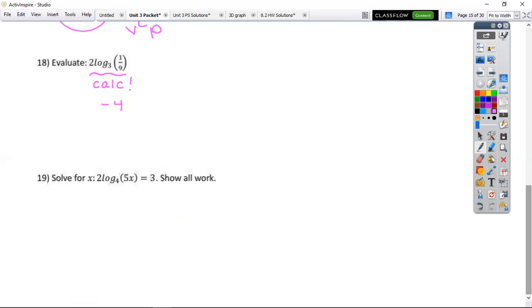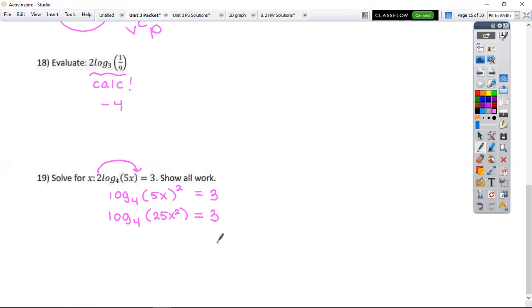So what's going to change here now is that you do actually have a variable, so you're going to have to do this one by hand. So the first step you want to look for is because this was down in front, you've got to put it back on. So I rewrite this as the log base 4 of 5x squared is equal to 3. So this is the log base 4 of 25x squared is equal to 3, and then you're stuck.